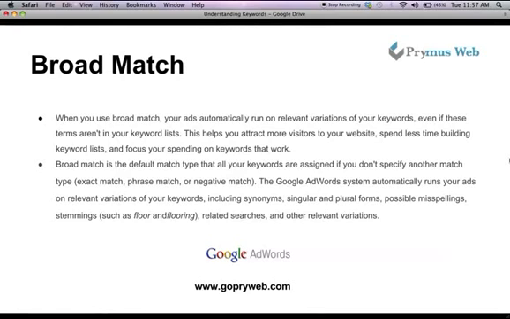So broad match, like we said, is the default match type that all your keywords are assigned if you don't specify another match type. And we'll get into that. The Google AdWords system automatically runs your ads on relevant variations of your keywords, including synonyms, singular and plural forms, possible misspellings, stemmings, and related searches. So that's broad match.